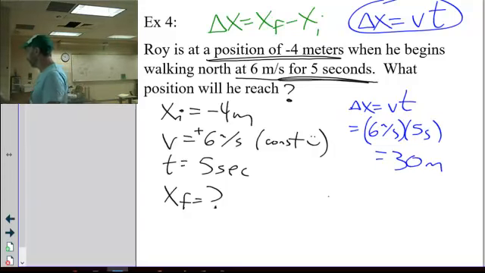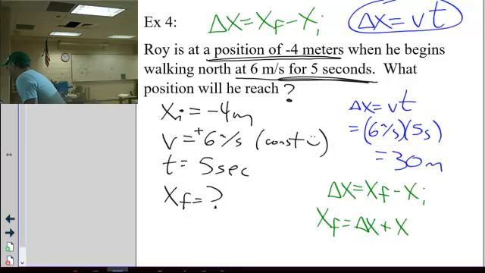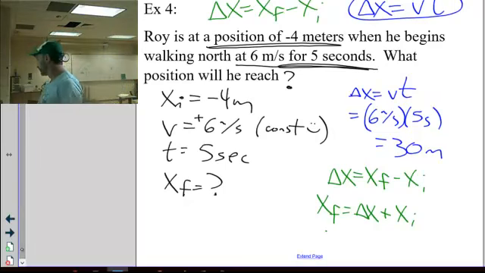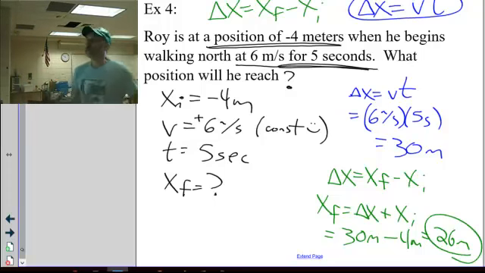Oh, and now I can use this one. Displacement is final position minus initial position. So add initial position, and you find that the final position is change in x plus xi, right? Our displacement was 30 meters. We began at a position of -4 meters. So you're going to get 26 meters for a final position. Okay. So that is that. That's about as hard as they get.